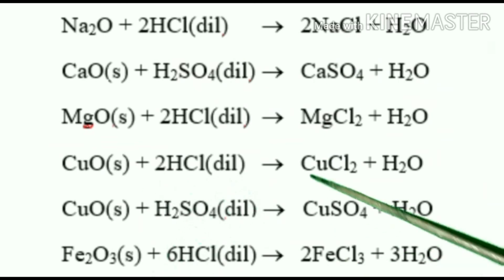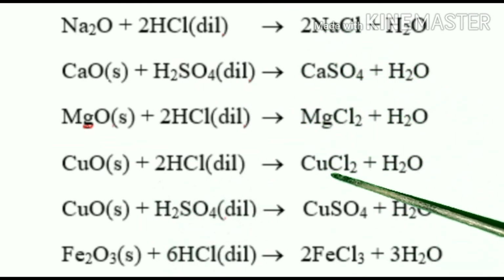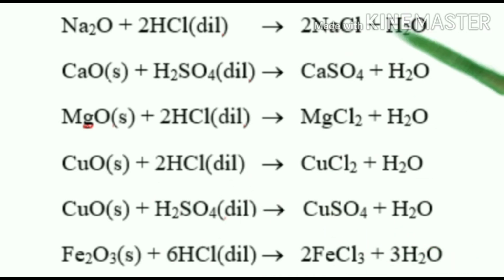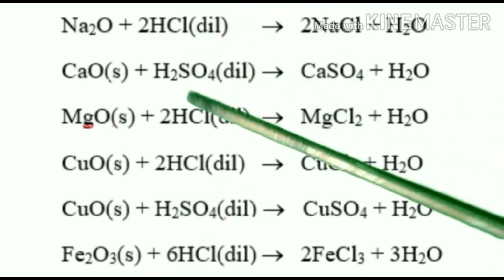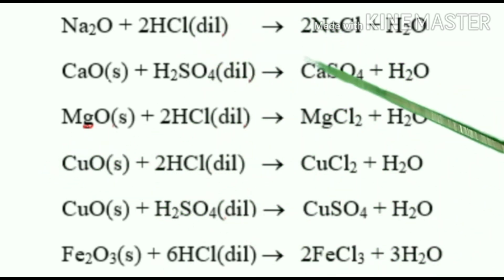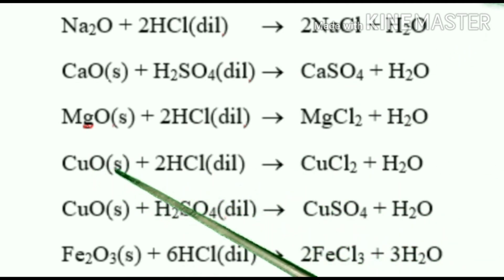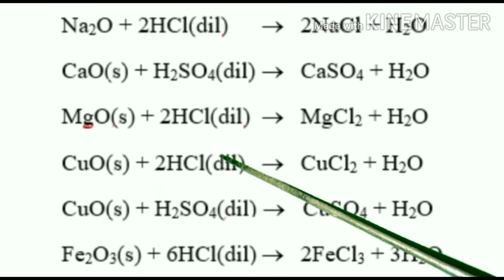You can see some examples of salts: sodium chloride, calcium sulfate, magnesium chloride, copper sulfate, iron chloride. So salts and water are being formed. So the reaction between acid and any metal oxide results in the formation of salt and water. We'll see an example with copper oxide reacting with hydrochloric acid in an experiment now.